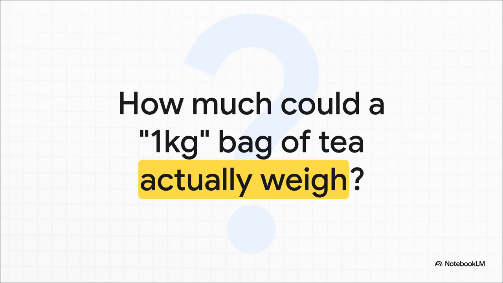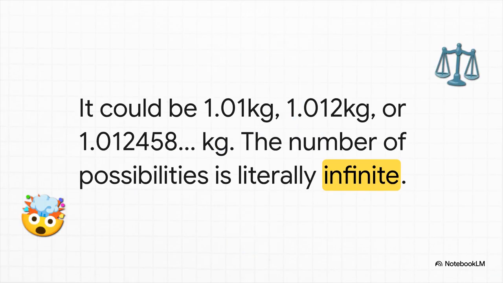Imagine you go out and buy a bag of tea that's labeled 1 kilogram. But how much does it actually weigh? Is it exactly 1 kilogram down to the last atom? Probably not. The weight could be 1.01 kilos, or maybe 1.012, or even 1.012458, and you could just keep adding decimal points forever. See, between any two possible weights, you can always find another one. That means the number of possibilities is literally infinite. And this is where our simple counting method just completely falls apart.